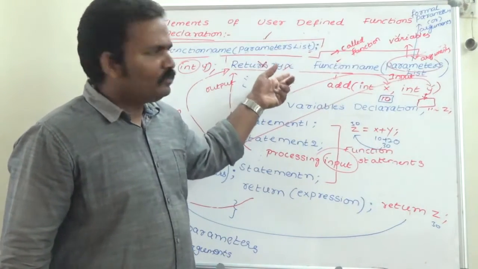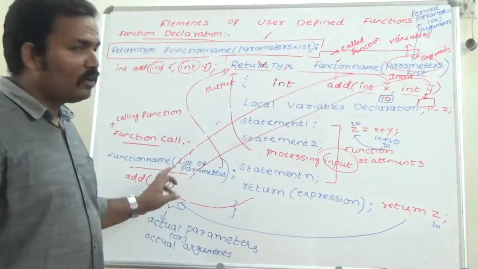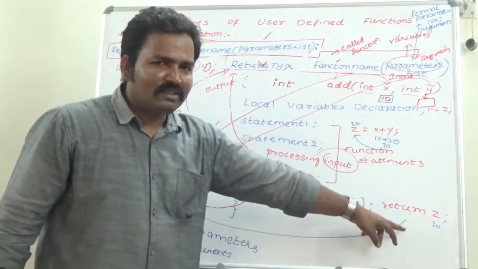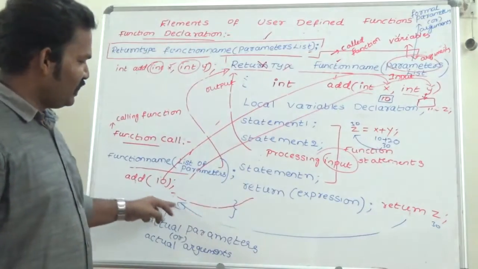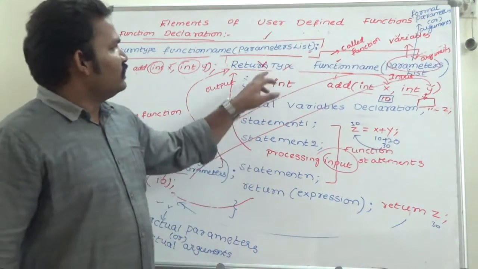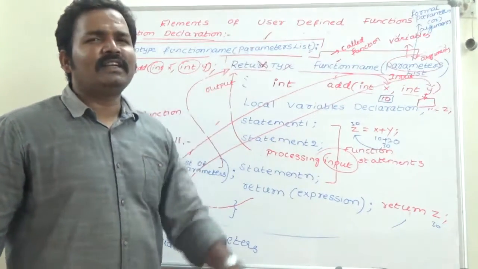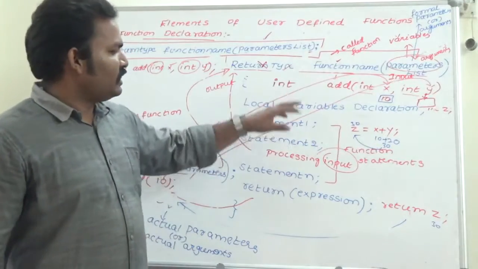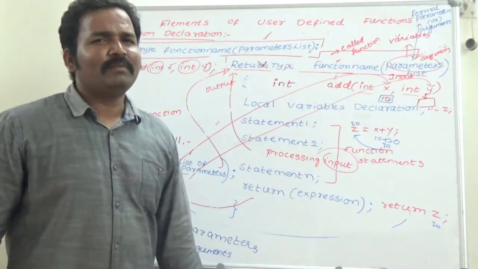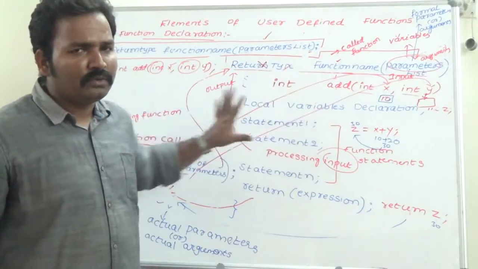Return type. So what is return type? Return type specifies the type of value that the function returns to the calling function. Here, the add function returns which type of value? Integer value. So 30 is returned to the calling function. Suppose the return type is not specified, what is the default return type? Int. Next, if the function does not return any value, then we have to take the return type as void. So void is the return type when it does not return any value from the called function to the calling function.